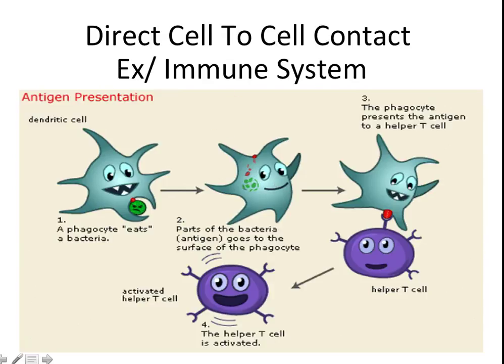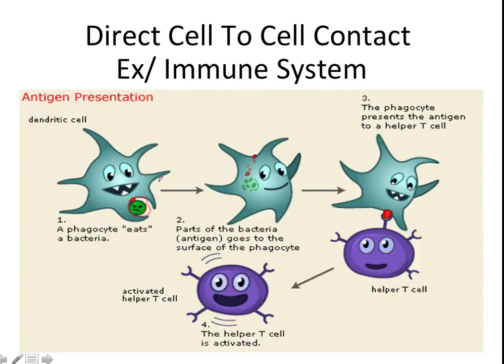Okay, so like I said, our first example is going to be direct cell-to-cell contact. In this situation, our example is our immune system. Sometimes something called an antigen will enter into your body, and an antigen is really anything that's not welcome. In this case, we're going to talk about a bacteria. A bacteria like this one right here is going to enter into your body, and then this thing called a phagocyte is going to eat it. A phagocyte is a cell, and it is going to attach on to that bacteria and absorb it and break it down.